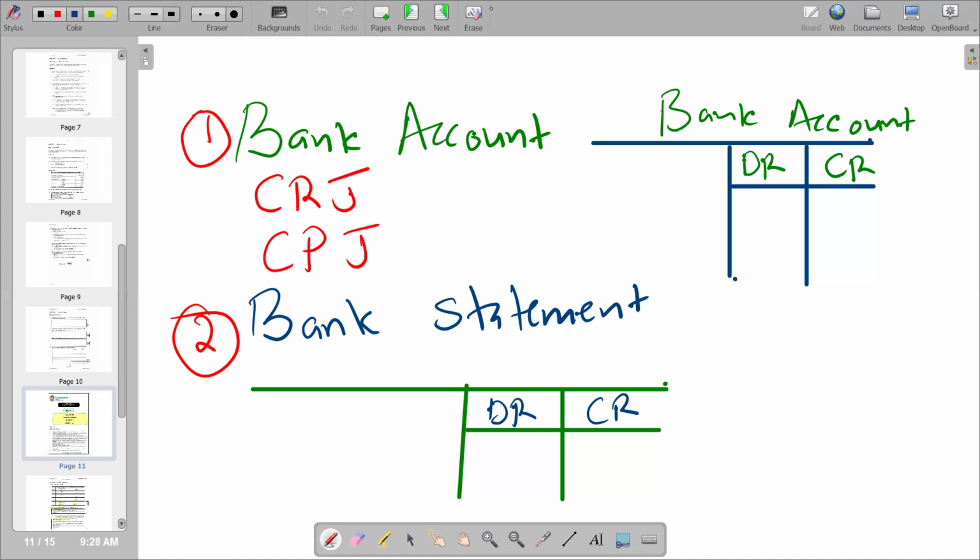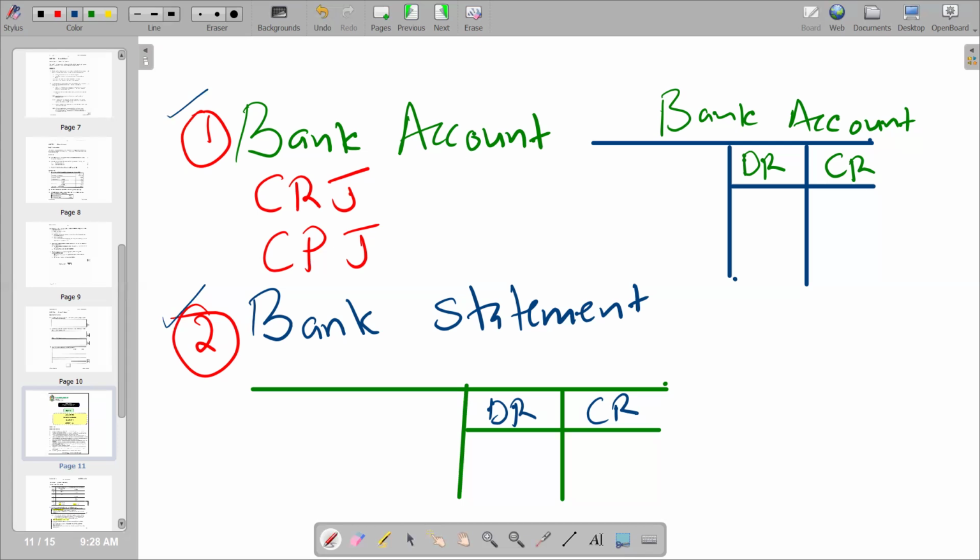Obviously, the details that appear on the bank statement should be the same as the details appearing in the bank account in our ledger. If there is a difference between those two balances, that is the final balance in the bank account and the final balance of the bank statement, it means there is a need to prepare a bank reconciliation in order to correct the errors that transpired during the period. Remember, there might be errors or omissions that took place during the period that we need to correct. It can only be corrected through preparation of the bank reconciliation statement.